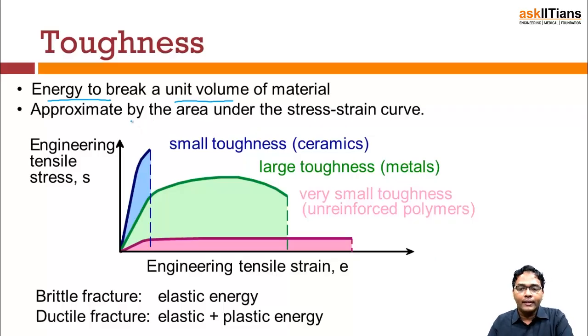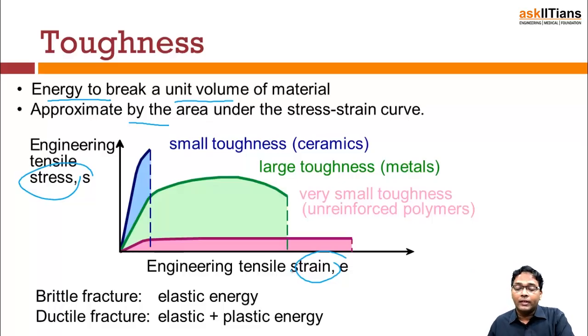And how can you define it? You can define it approximately by the area under the stress-strain curve. So you have a stress and strain curve. Here you have stress, here you have strain. Once you take an integration over the stress-strain curve, that results in what is known as the toughness of the material.